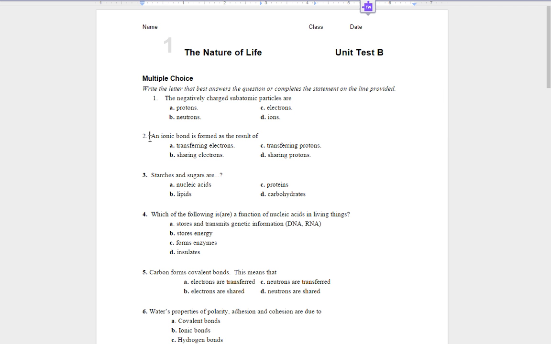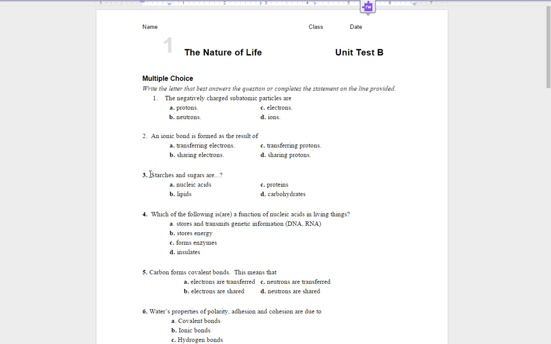Number 2. An ionic bond is formed as a result of A. Transferring electrons, B. Sharing electrons, C. Transferring protons, D. Sharing protons. An ionic bond is formed as a result of transferring electrons, sharing electrons, transferring protons, sharing protons.